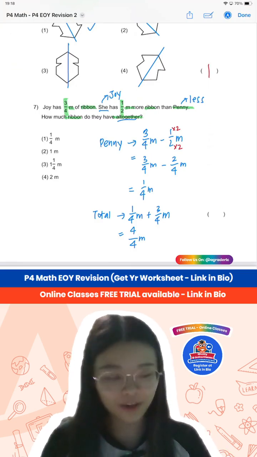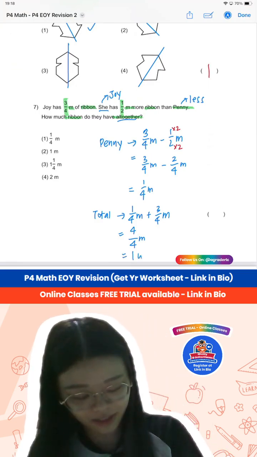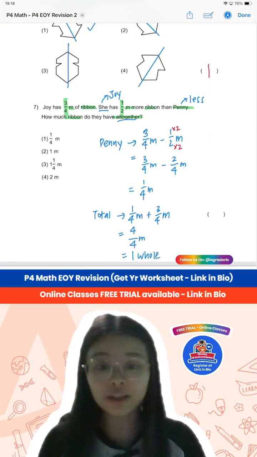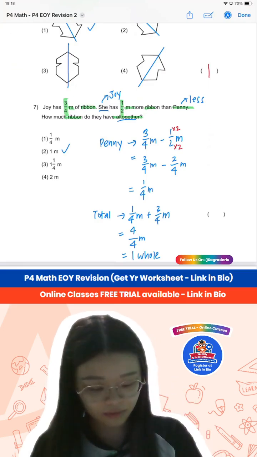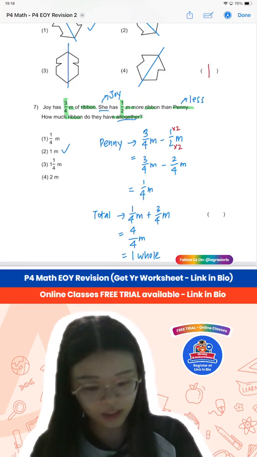Yes, Maheswari. 4 over 4, 1 whole. Well done. Okay, 4 over 4 is 1 whole. So yay, our answer is 1 meter. Oh, okay, so answer option 2.